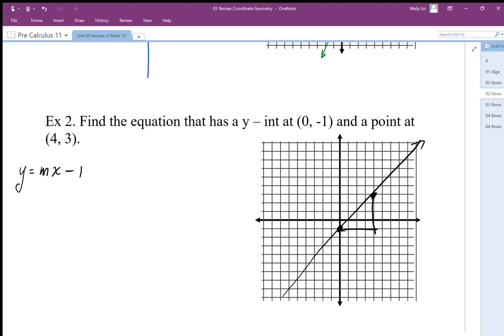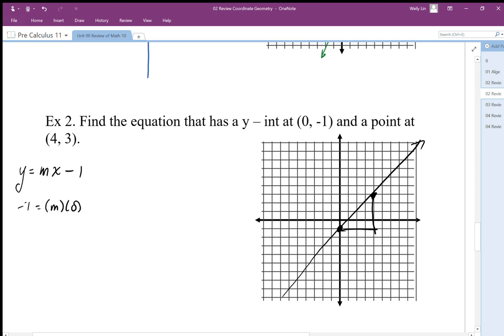I can solve this algebraically. So that's one way. I can solve it algebraically by plugging in the coordinate. Now, I have two coordinates here. If I plug in 0, -1, it's not wrong. But when I plug in 0, -1, notice what happens.